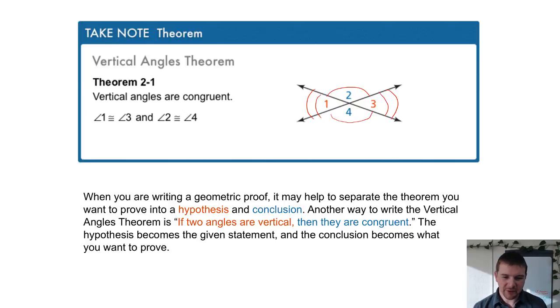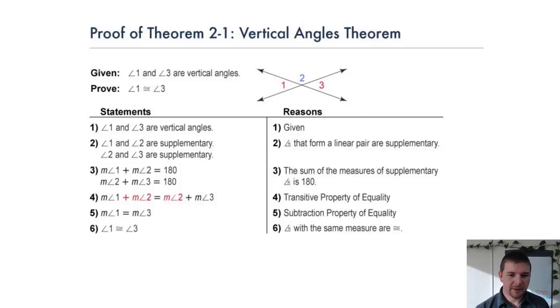When you're writing a geometric proof, it may help to separate the theorem you want to prove into a hypothesis and conclusion. Another way to write the vertical angles theorem is: if two angles are vertical, then they are congruent. And that's going to be really useful to you in the future. The hypothesis becomes the given statement, and the conclusion becomes what you want to prove. Here we can see a proof of Theorem 2-1. We won't spend time going through this one, but it's here to show you a two-column proof using the given information and proving that angles 1 and 3 are congruent.